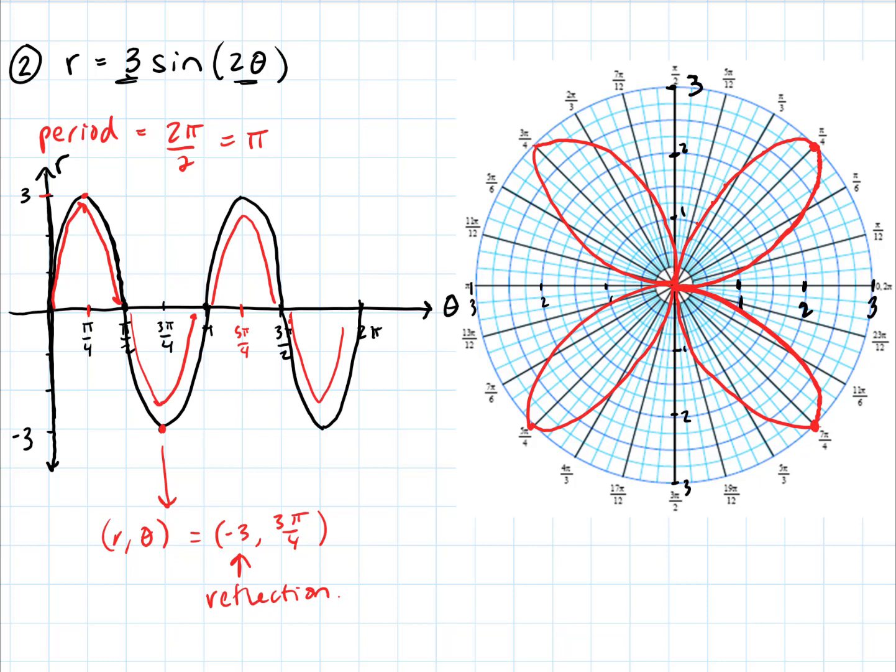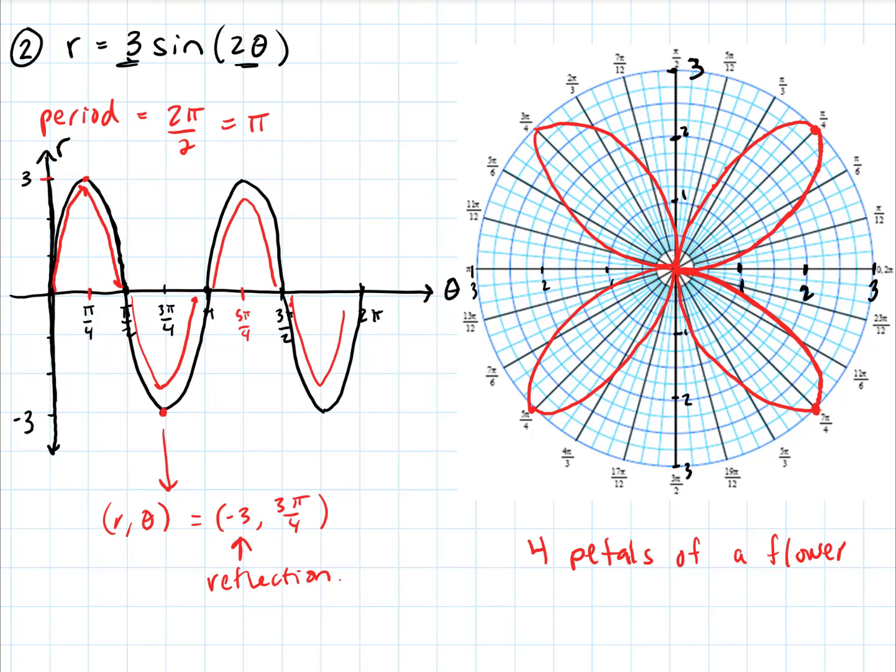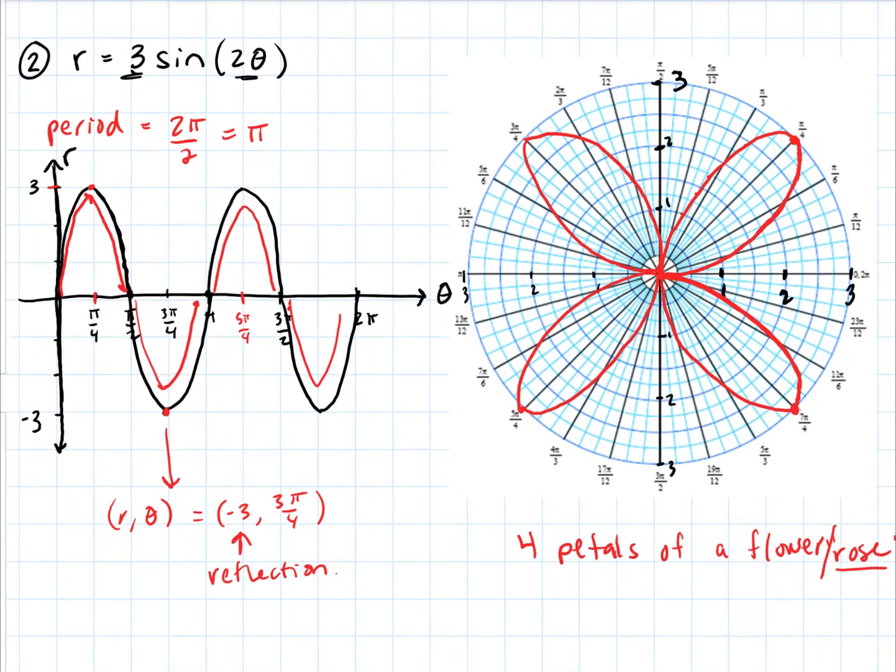And notice what we end up with. We actually end up with these petals, 4 different petals. We end up with 4 petals of a flower. A rose, actually. So again, that is a family of curves as well.